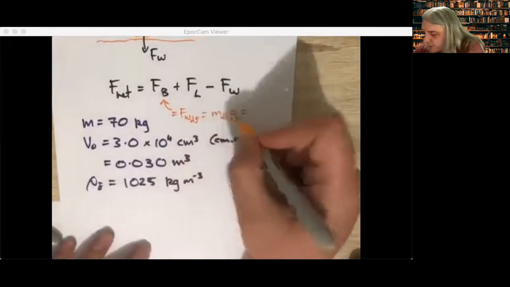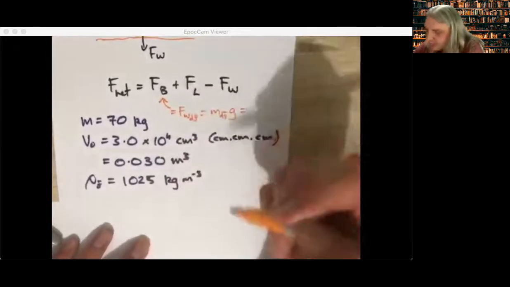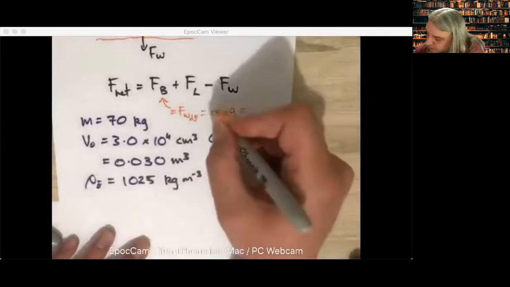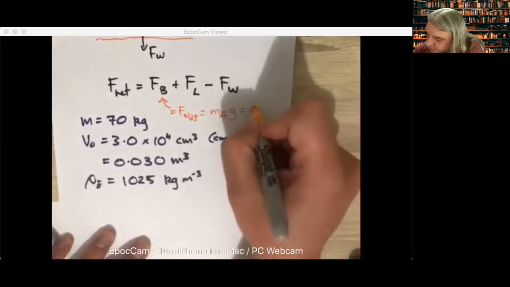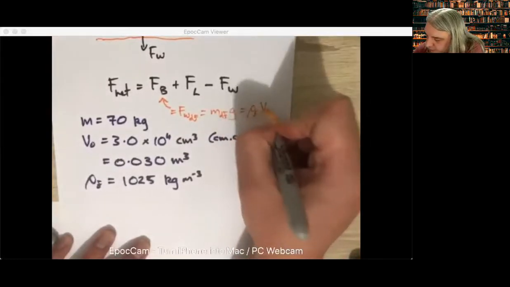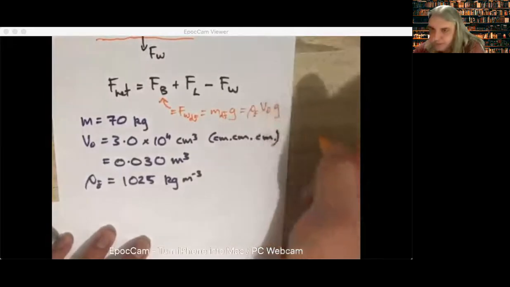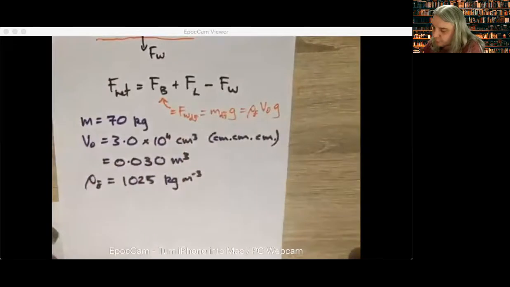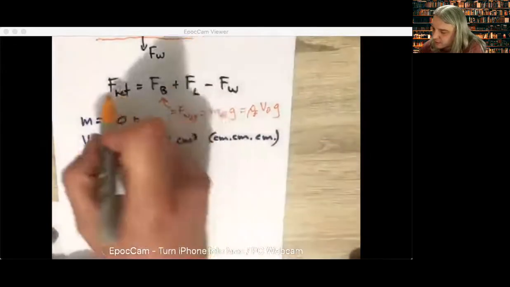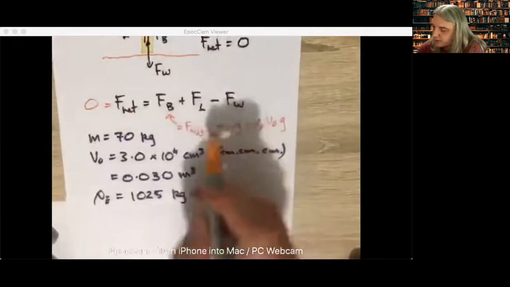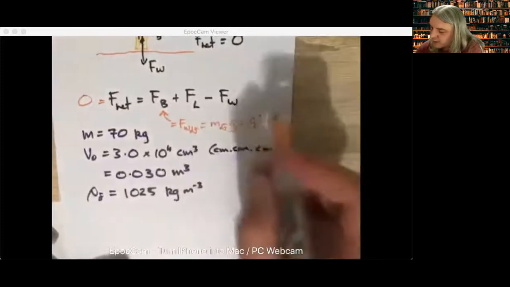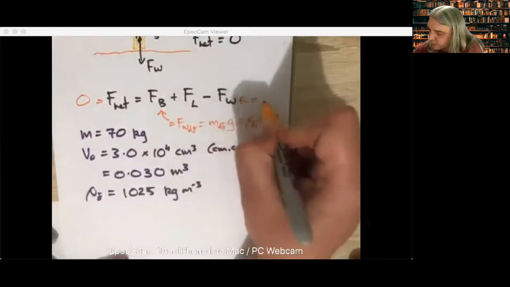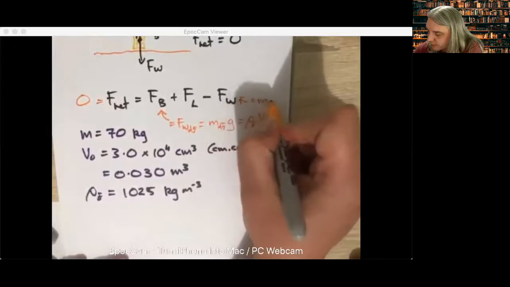And the mass of the displaced fluid from our density equation, as I said, get used to that, you'll be using it a lot. Mass of the displaced fluid is going to be the density of the fluid times the volume of the object times gravity. So we know that one. The lift force is what we're trying to figure out. Remember, the net force is 0. The lift force is what we're trying to figure out. And the weight force is just equal to the mass of the object times gravity.